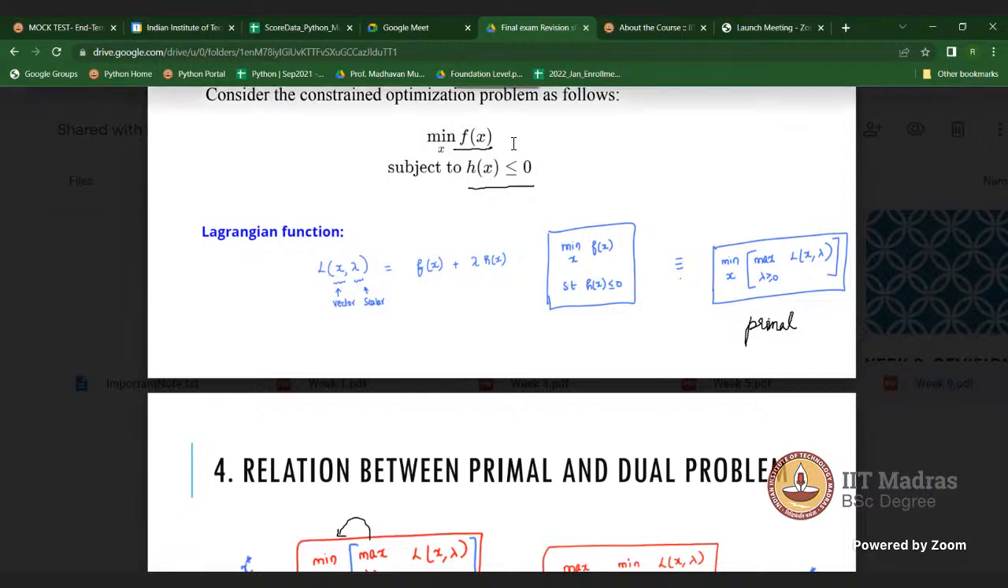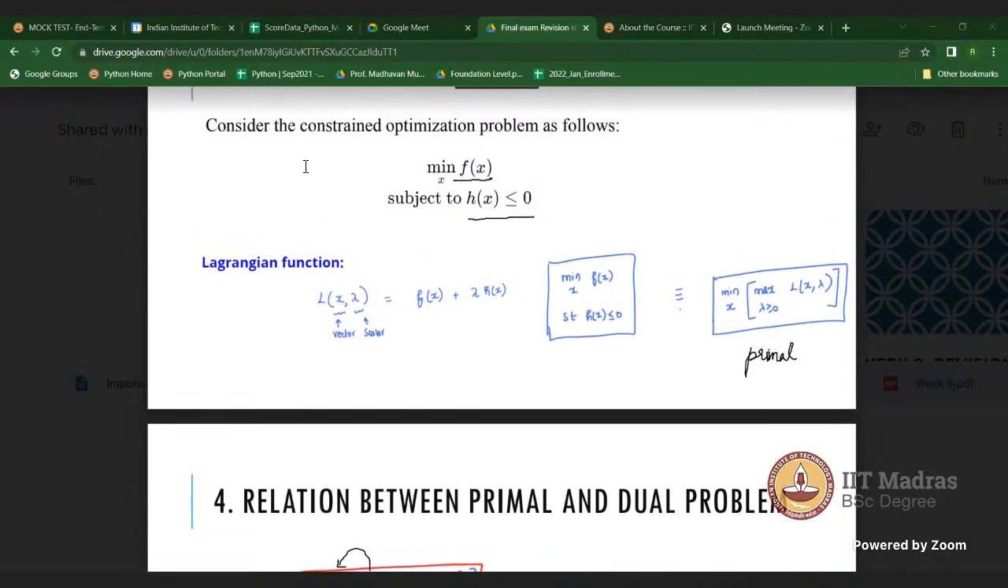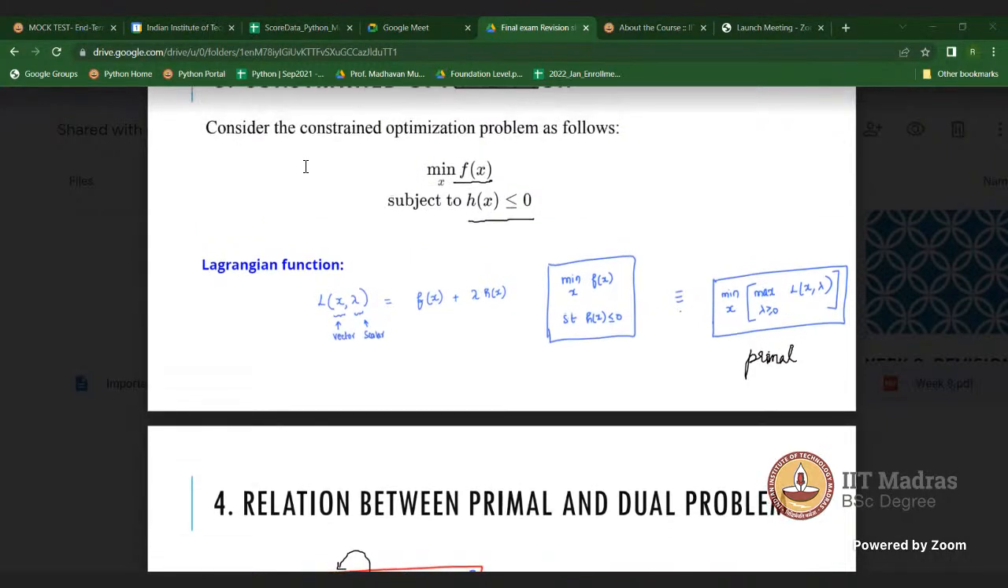Excuse me, sir. Up to this point it was okay, but that max and min combination is a little bit confusing. I'm not able to understand. This max and min combination? Yes, sir.